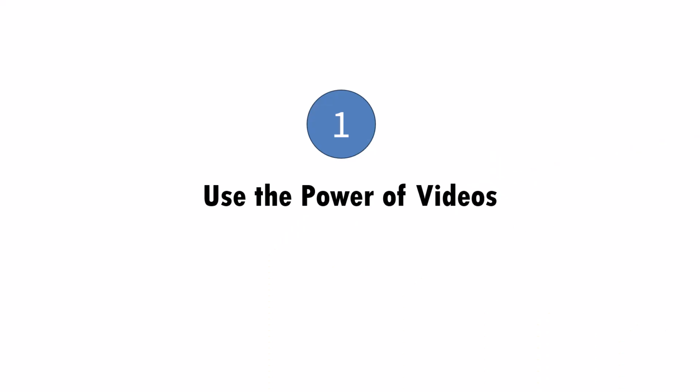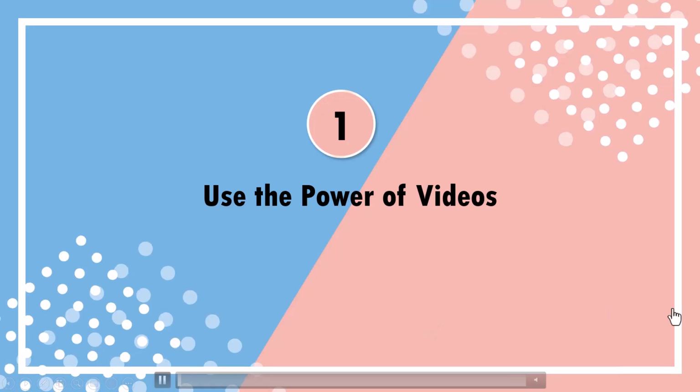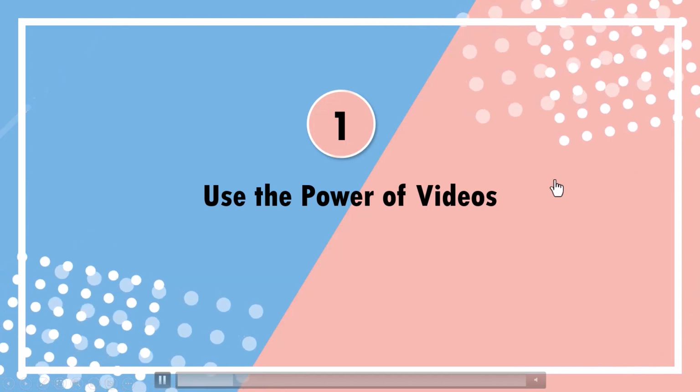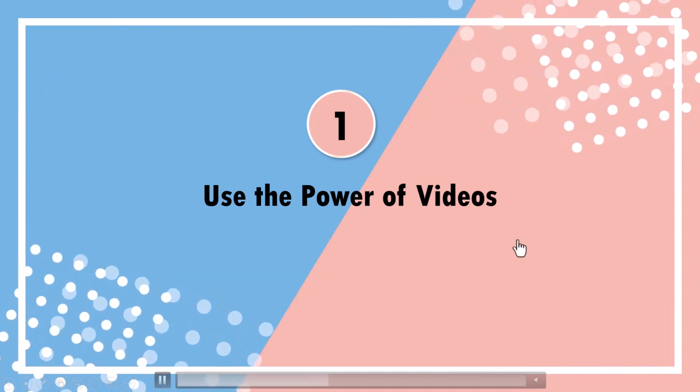The first use case is to use videos for your section headers. Now take a look at this section header. It looks dull and boring. Now look at this. Just by incorporating a simple video in the background, the same slide looks far more impactful.